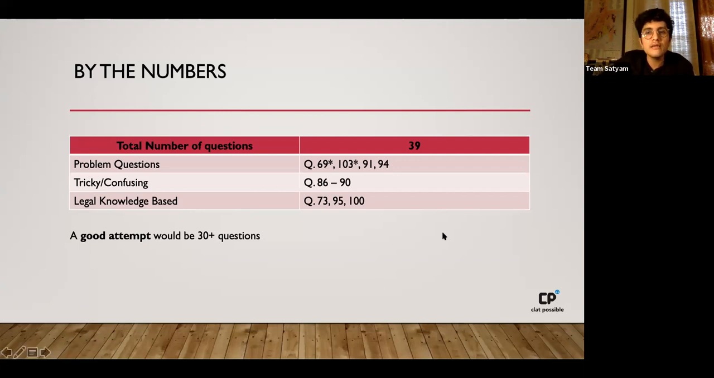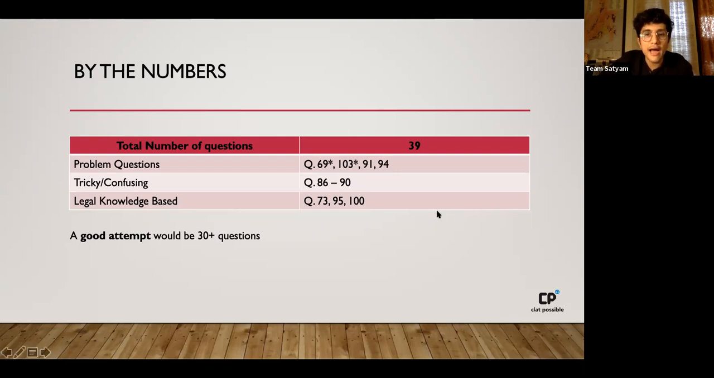So having taken all of that into consideration, having looked at the problematic questions and the tricky questions that people could have spent considerable time solving, we've arrived at a good attempt being at least 30 and above for the legal reasoning section. How have we come at 30?